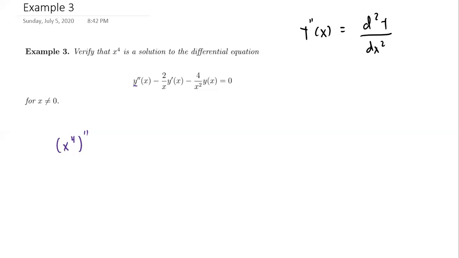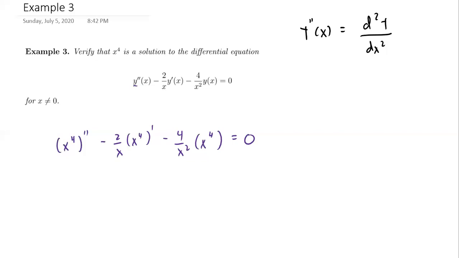So x to the fourth, its second derivative, minus 2 over x times x to the fourth prime, so the derivative of x to the fourth, minus 4 over x squared times the function, which we're saying is x to the fourth. That should be equal to 0 after we simplify it. If it is equal, then it is a solution. If it's not, then x to the fourth is not a solution.